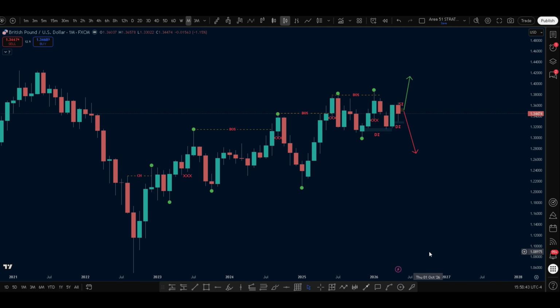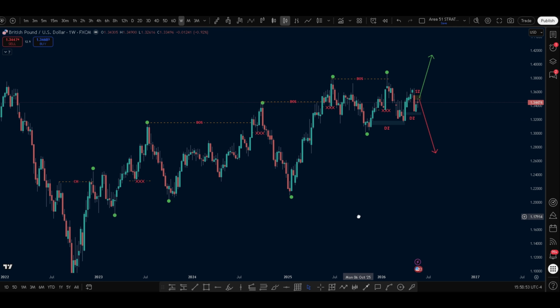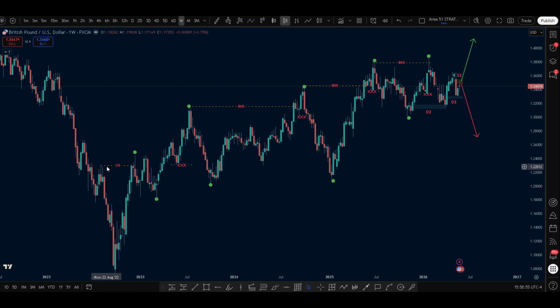Okay. Now that we identified that we have higher highs, higher lows, which is an uptrend market on the monthly time frame, now we're going to go to the weekly time frame. Once you go to the weekly time frame, everything becomes a little bit clear. We can see the change of character very clearly. We can see lower high, lower low, lower high, lower low.